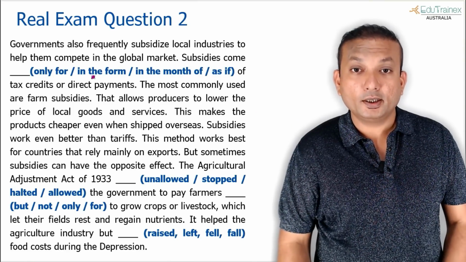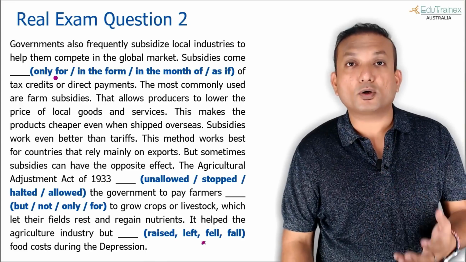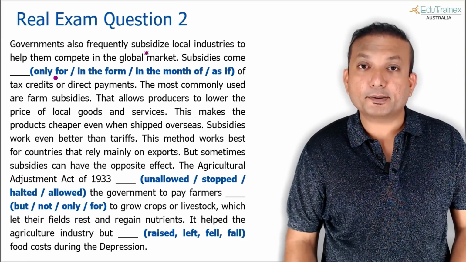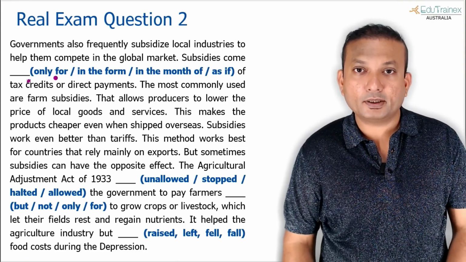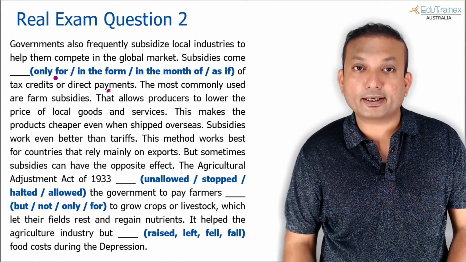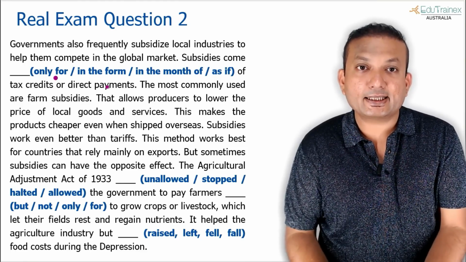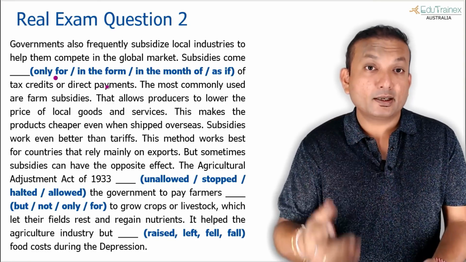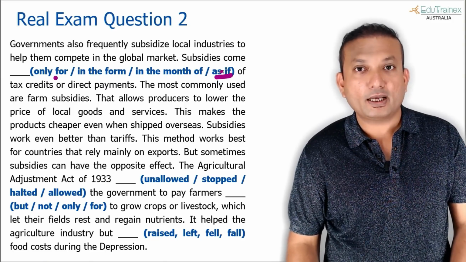Okay, in this one, again you see one of them is having a double word, the remaining are not having that. So let's see how we want to solve it. Governments also frequently subsidize local industries to help them compete in the global market. Subsidies come dash of the tax credits or direct payments. Subsidies come as tax credits or direct payments. That's how I will use it, but I don't see "as" only as an option. "As if" is there. "As if of."